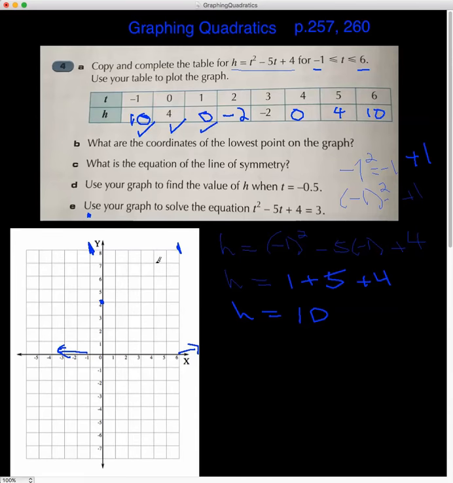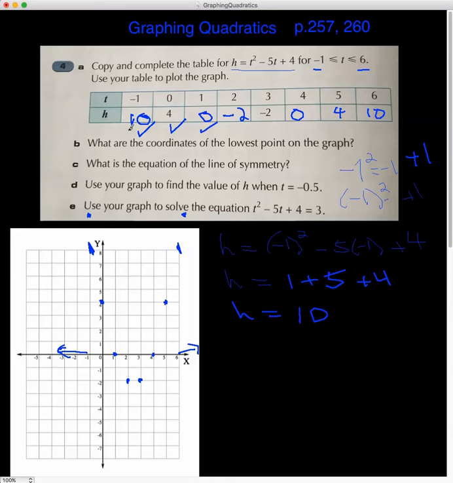Next, (1, 0). So (1, 0) is here. And then I have (2, -2). So (2, -2) is here. And then I have (3, -2), which is almost the same spot. And then we have (4, 0), which is here again. And finally, the last two, (5, 4), and then (6, 10), that's off our chart again, so it should be up here somewhere, okay?